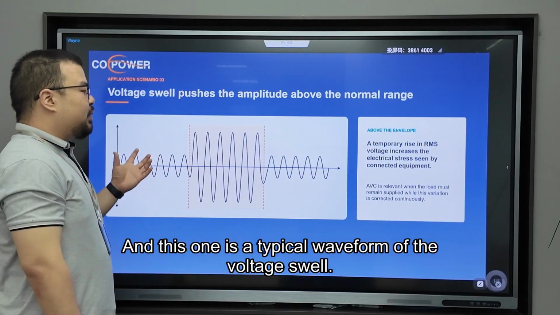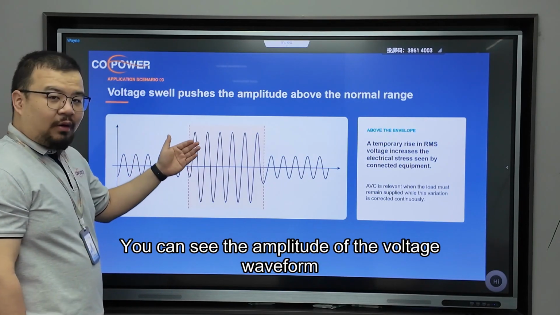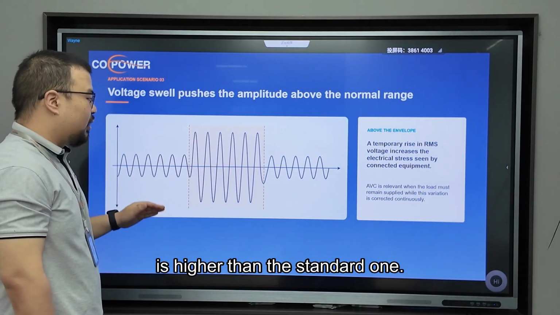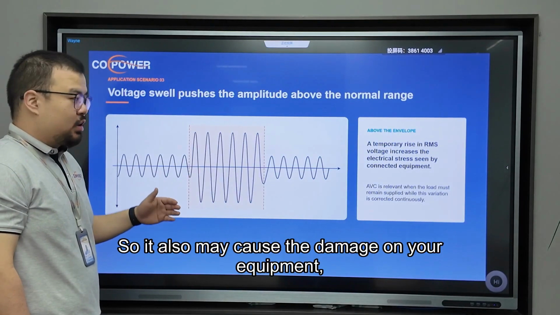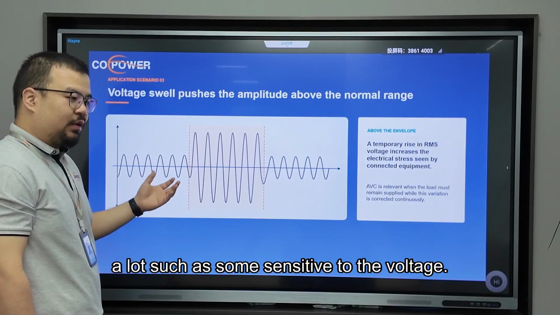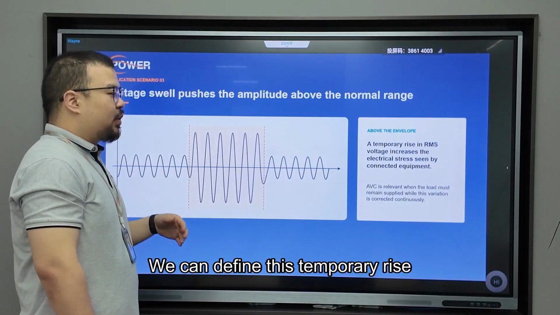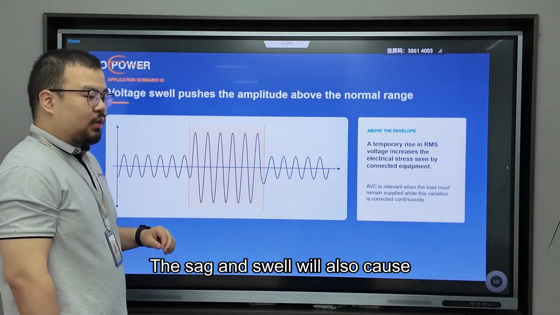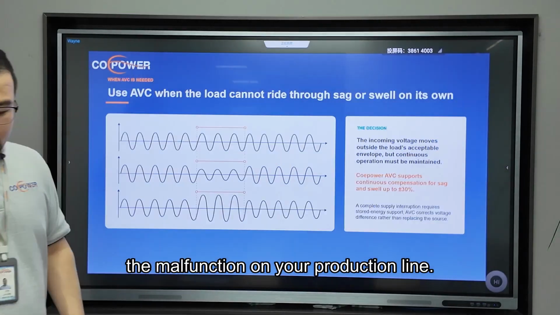And this one is a typical waveform of the voltage swell. You can see the amplitude of the voltage waveform is higher than the standard one. So it also may cause damage to your equipment, such as equipment sensitive to voltage. We can define this as a temporary rise in RMS voltage. The sag and swell will also cause malfunction on your production line.